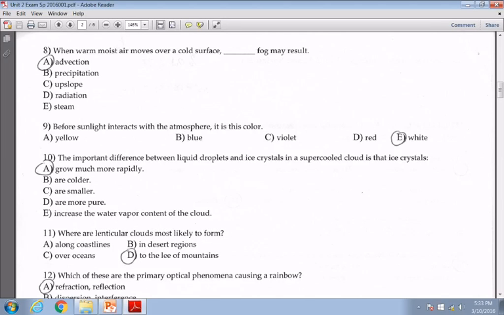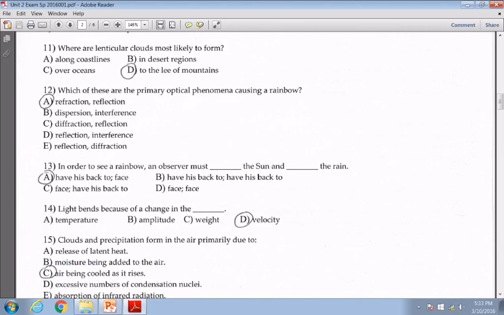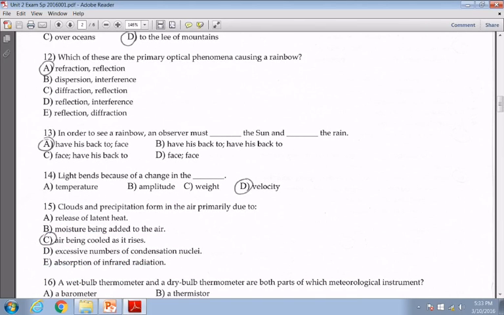Question 10, an important difference between liquid water droplets and ice crystals, if they're in the presence of water vapor, is that ice crystals, A, grow more rapidly. It's the best answer there. 11, lenticular clouds are associated with the lee side of mountains. D is the best answer there. Question 12, which of these cause a rainbow? It's actually refraction and then reflection, so A is the best answer there.